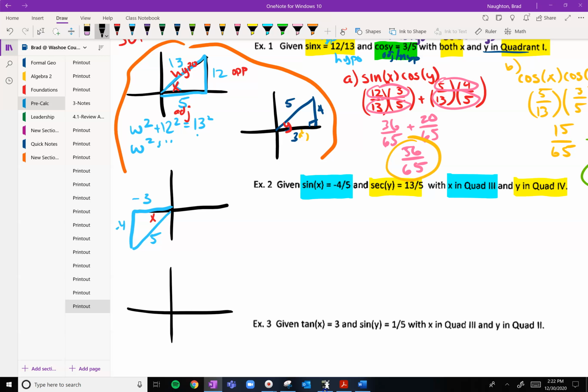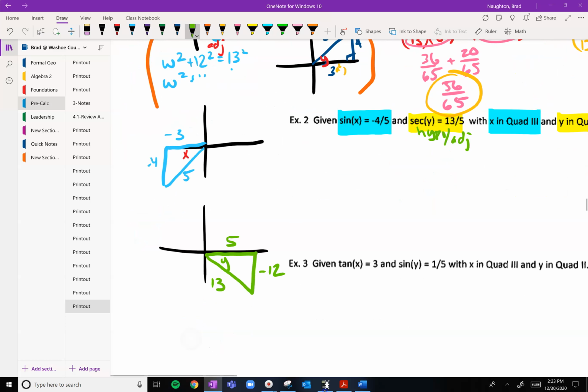Our y is going to be in quadrant 4, so we're going to put it down here. Now it says secant, so secant is going to be obviously related to our cosine, and this is going to be hypo over adjacent. So my hypo is 13, my adjacent is 5, and that means that this is going to be a negative 12. We can do that by using Pythagorean theorem, and this is also going down.